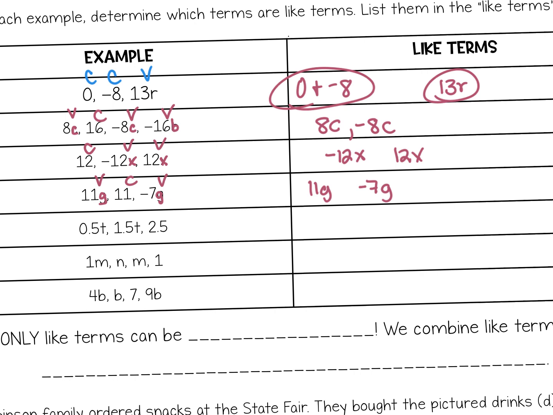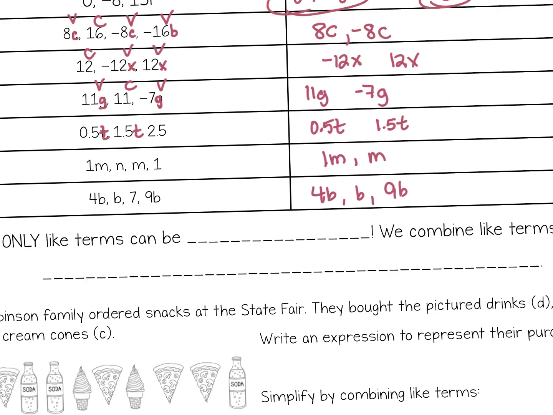Go ahead and look at the next three, find the like terms and list them, and then come back to the video. I will point out that this is the letter T. It looks like a plus sign, but it's the letter T. So hopefully you paused and did some like term evaluations and came to the same conclusions I did here. Let's go really quickly and look at what we have.